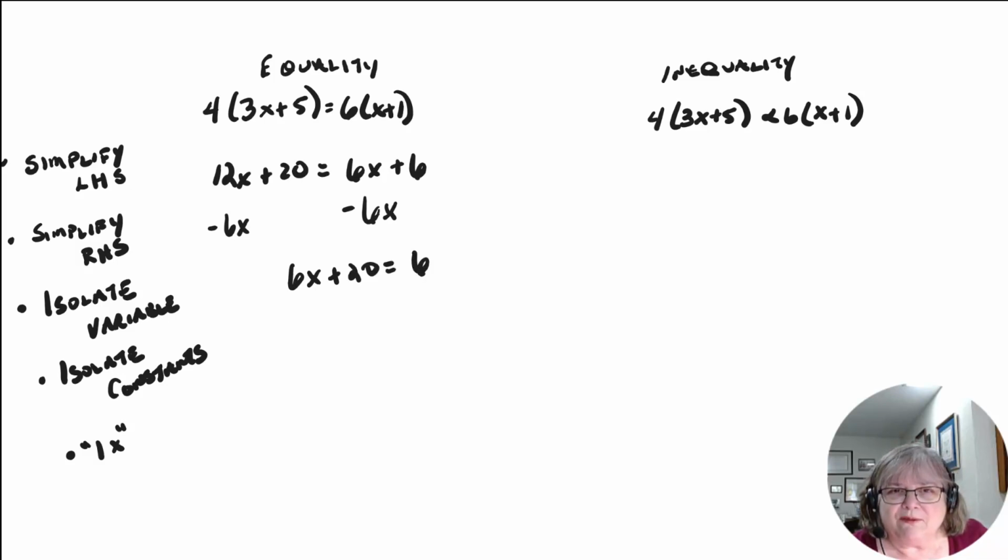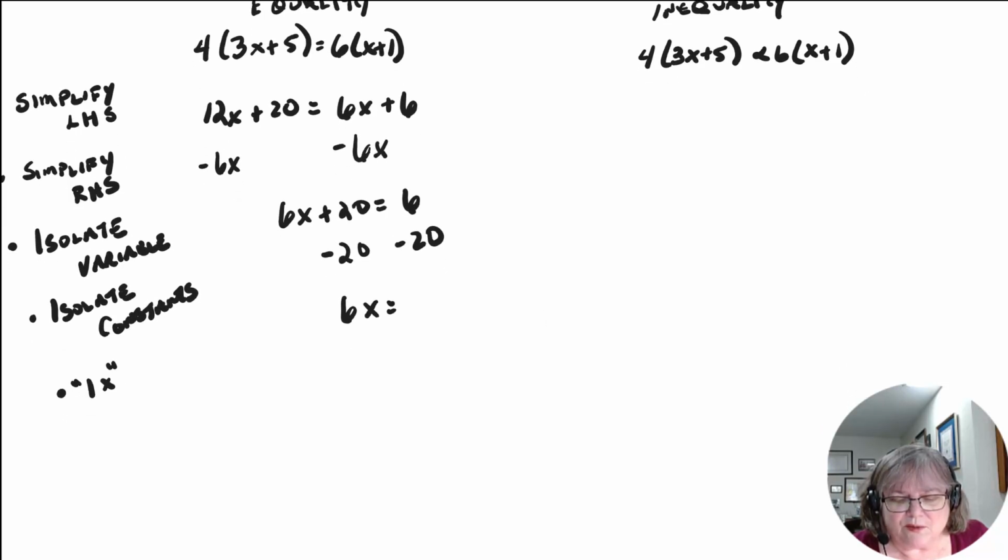Now, if my variable terms are going to be isolated, they are the only thing on that side. If you're isolated in a room, you're the only one in the room. So the only one on the left-hand side should be 6x. So the opposite of adding 20 is to subtract. So 6x is, and 6 minus 20 is minus 14.